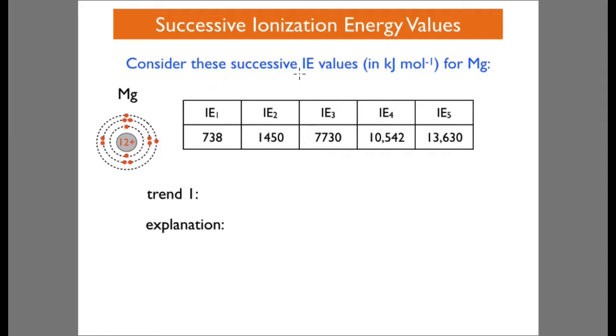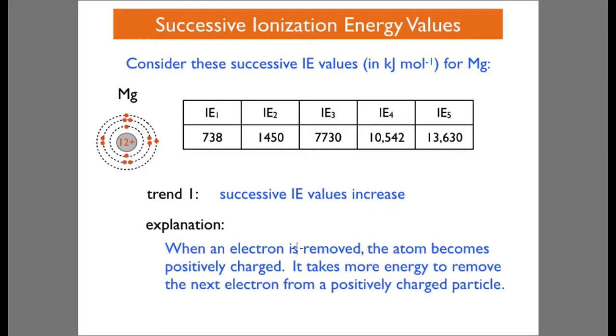Let's consider these ionization energy values. They're in kilojoules per mole. For magnesium, let's have a look here. They're obviously going up. So successive ionization energy values increase. What's the explanation? Well, when an electron is removed, the atom becomes positively charged. It takes more energy to remove the next electron from a positively charged particle.